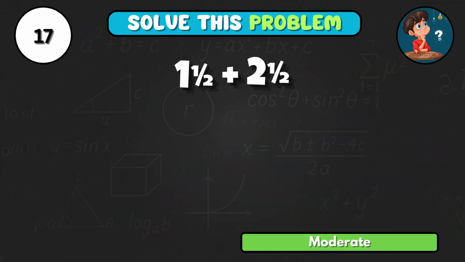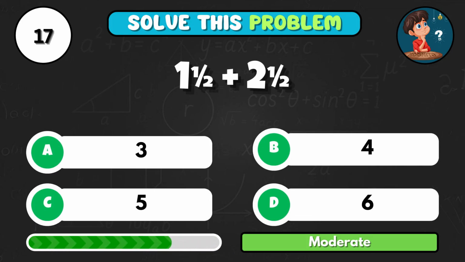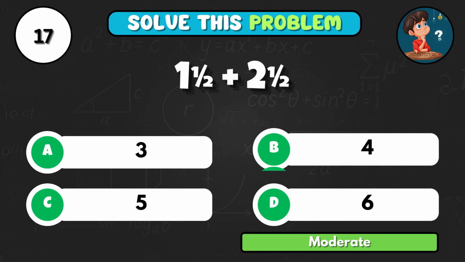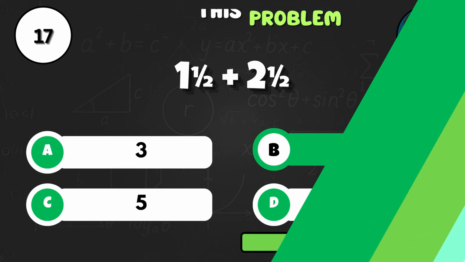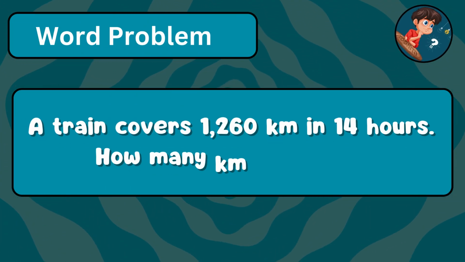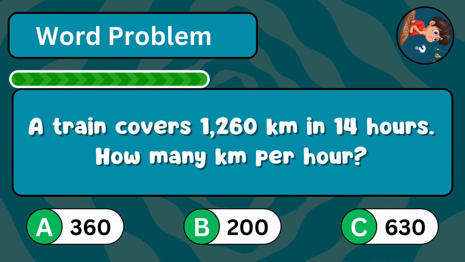1.5 plus 2.5 works out to... Option B is right. That makes 4. A train travels 1,260 kilometers in 14 hours. What is its speed in kilometers per hour?